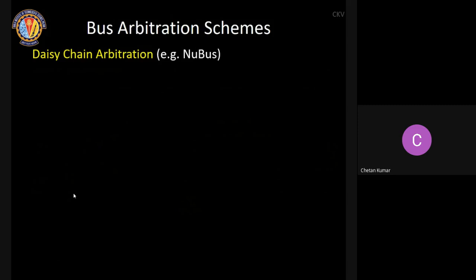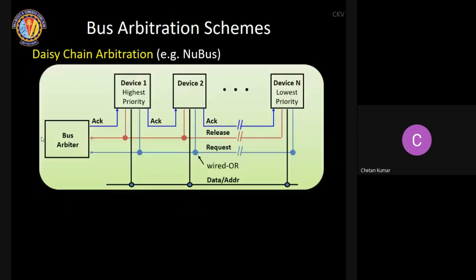One is called daisy chain arbitration. One of the examples where this arbitration scheme is typically used is the Multibus protocol. The architecture will look something like this. You have a controller which is connected to the processor. This is your main control unit, which will decide which device should get priority for the bus, that is, which device should get access to the bus.